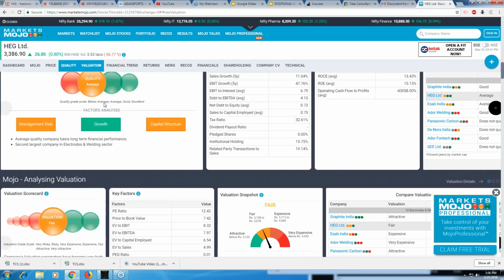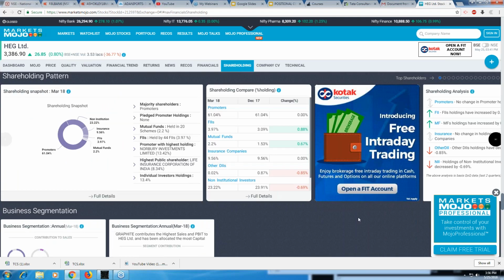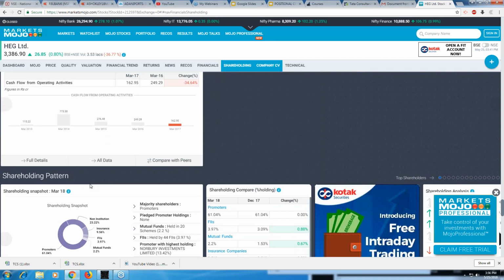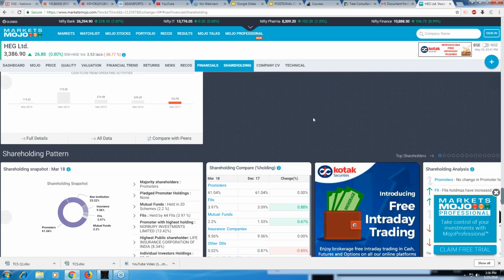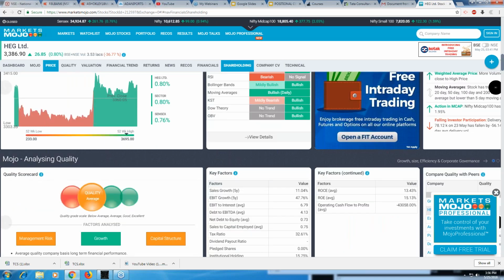Shareholding pattern. So see here, these are the shareholding patterns, right? Promoters have 61%, FIs 3.97, mutual funds, insurance, others, non-institutional investors. This is the snapshot of the investors, right? Then just go through this, explore it, you will find so much data for you to be able to make your own decisions, right?